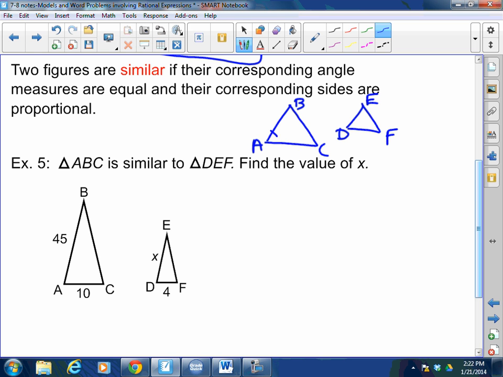So that means that A has to equal D, B has to equal E, C has to equal F. And when you do the proportion AB to DE, it better equal the proportion BC to EF, and that better equal the proportion AC to DF. So all corresponding angles are congruent, and all corresponding sides are proportional. So now, you literally set up a proportion.